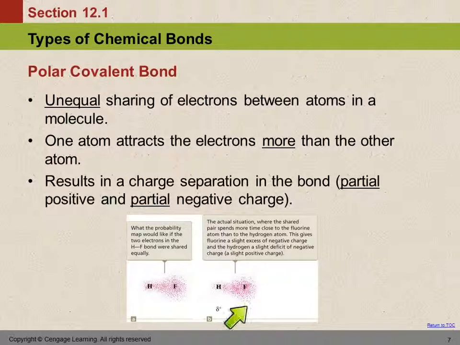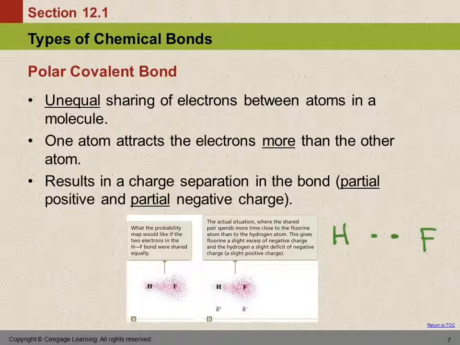So let's look at this guy. I'm going to draw him a little bigger. So here's fluorine, and here's hydrogen. And hydrogen is sharing one electron with fluorine, and fluorine is sharing one electron with hydrogen, and that's what causes the covalent bond.